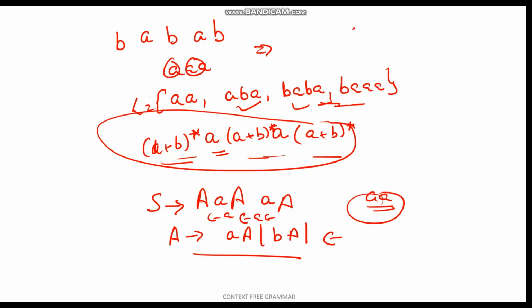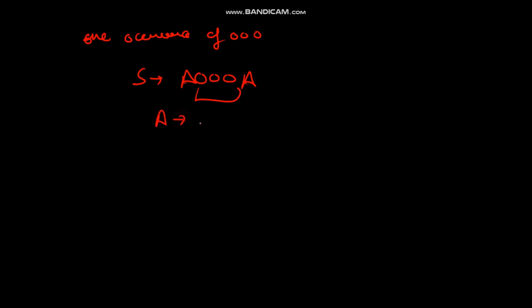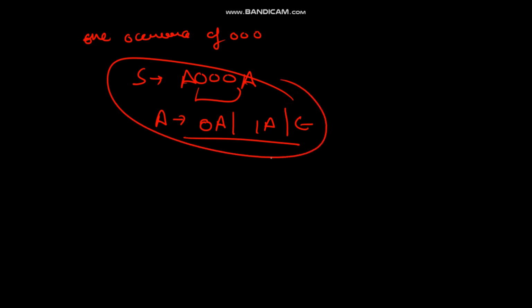Now similarly, if we have a grammar that says at least one occurrence of 000, again very simple. There should be an occurrence of 000, meaning all these three should appear together, but in front of it or at the end of it, anything is possible. So what can be this A? This A can be either 0, it can be 1, 0, 1, 1, anything, it can be epsilon also. So this is the production rule for the case.